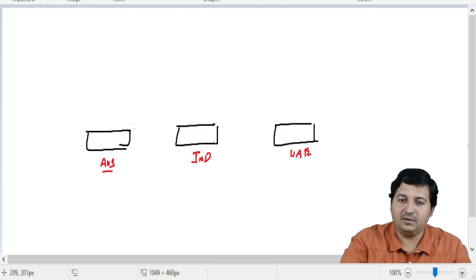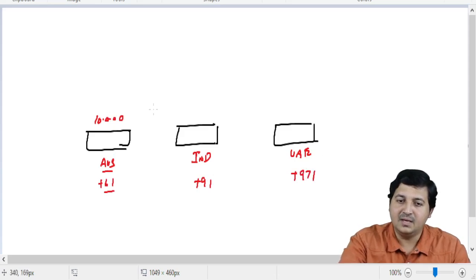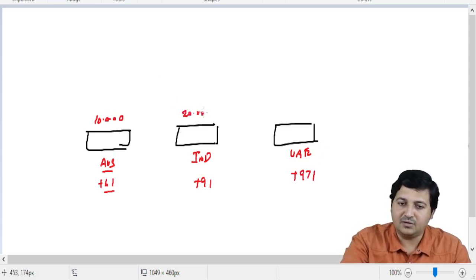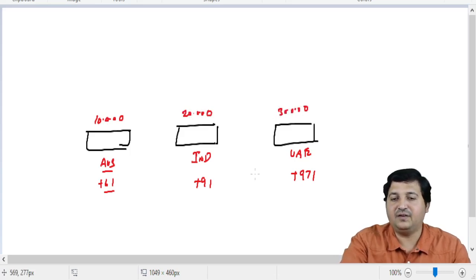3 different networks. Okay, what are the 3 different networks? For example, this network is 10 network. For your understanding, I am writing an IP, or you can understand like +61 is the network, India +91 is the network, UAE +971 is the network. This is 10 network, this is 20 network, this is 30 network. So I have 3 different networks now.